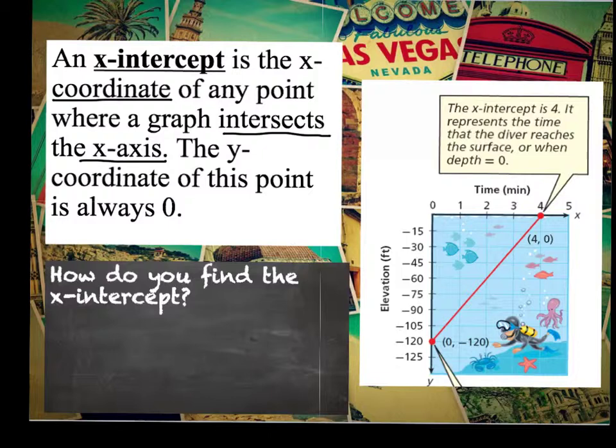So how do you find the x-intercept? Well, we'll look at some examples, and that's actually in the next video. But to find the x-intercept in an equation, you just need to let y equal 0, plug in y equals 0, and then you can find the x-intercept when looking at a linear equation.